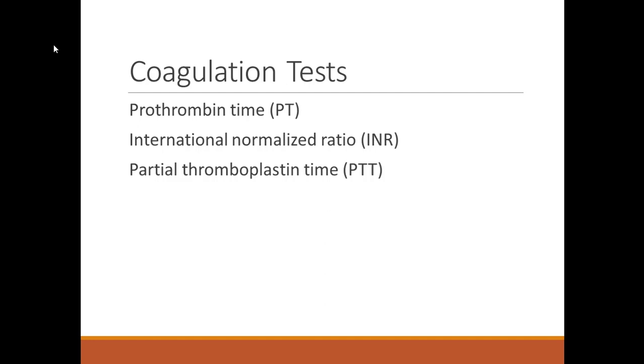So PT or prothrombin time, INR, International Normalized Ratio, or PTT, partial thromboplastin time, are all tests that are used to determine how thick the blood is, how thin the blood is. They all depend on what's going on, if a person's on warfarin, heparin, whatever. They all have their specific things that they look at.